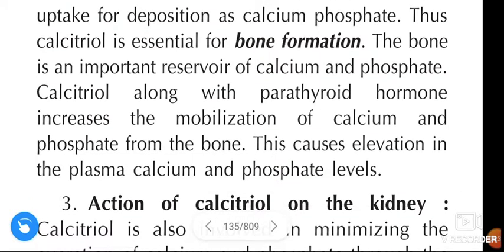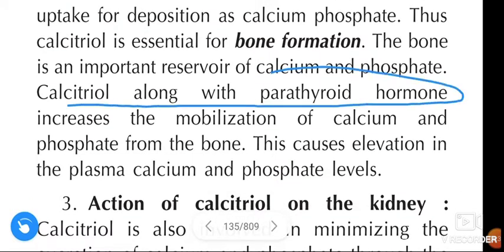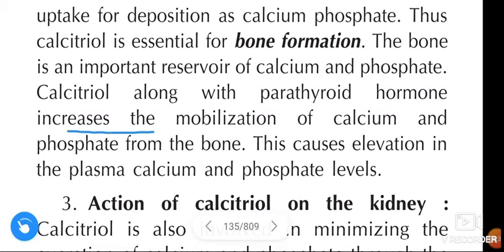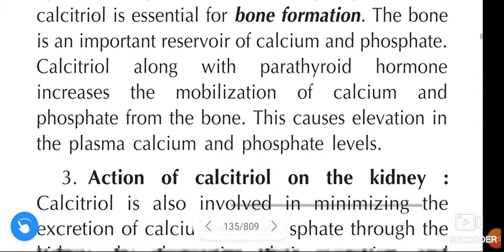Calcitriol along with parathyroid hormone increases the mobilization of calcium and phosphate from the bone. That means parathyroid hormone causes the removal of calcium and phosphate from bone to plasma. Calcium and phosphate enter the plasma. This causes elevation in the plasma calcium and phosphate levels.